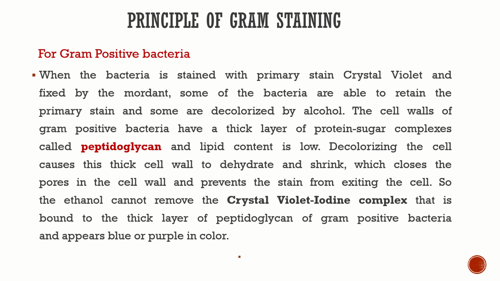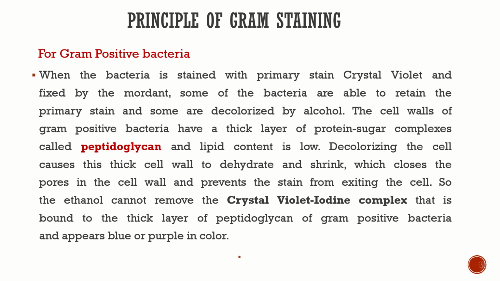Next, the principle of gram staining. Already I mentioned that in the ecosystem we have different types of bacteria. For basic classification, if we go for the gram staining method, we will have two types of bacteria: one is gram positive bacteria and the other is gram negative bacteria. First, let me discuss gram positive bacteria.